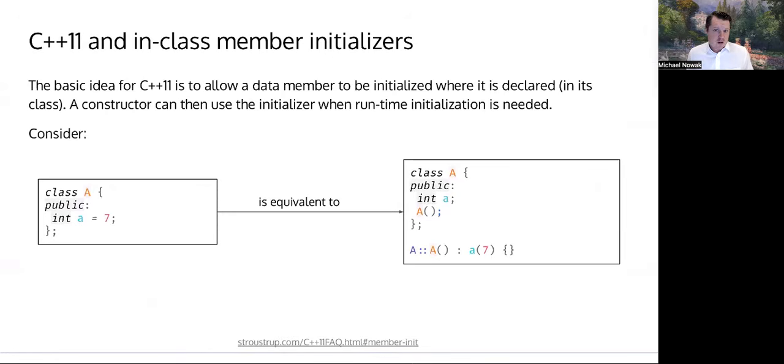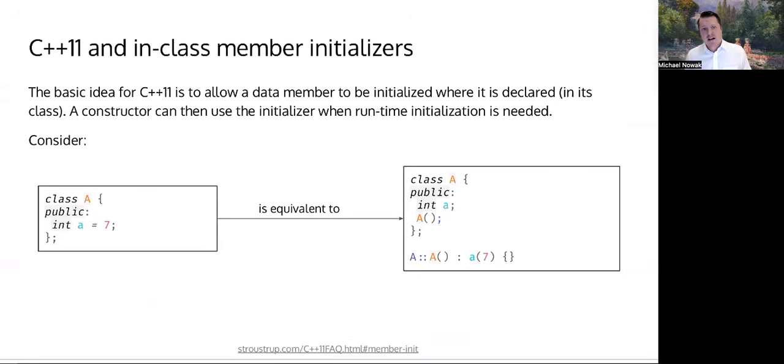C++11 and in-member class initializers. So the basic idea for C++11 in terms of initialization of data members is to allow a data member to be initialized where it is declared, and that would be inside its class. Before this, only static members could be initialized in this way, and C++11 opened this up for non-static members as well. So a constructor can use the initializer when runtime initialization is needed.